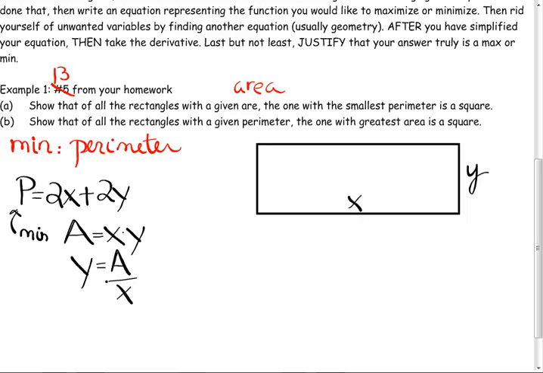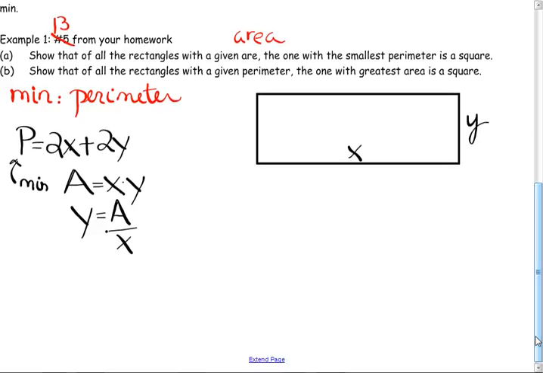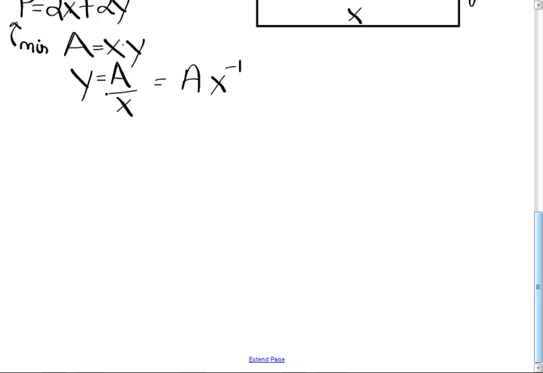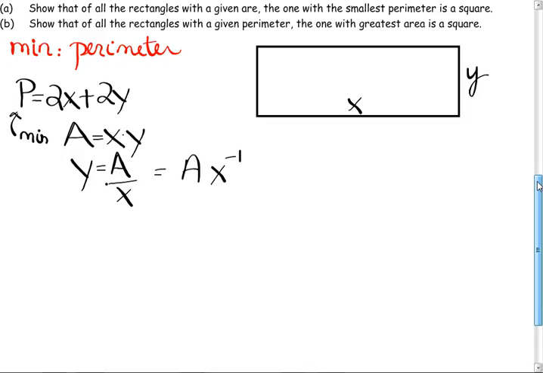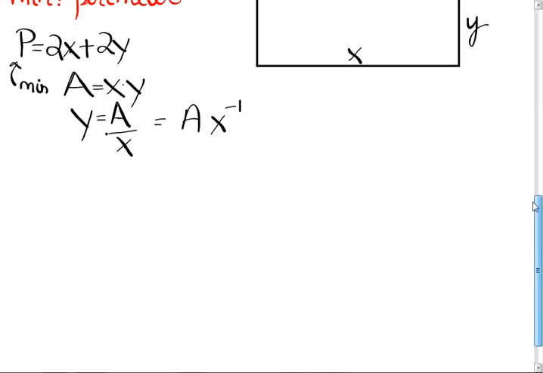Or, because I'm going to have to do some derivatives, I can rewrite it as A times X to the negative 1. Now, if you have a problem with the letter A there, it's a number, it's a constant, but make it 1. But if you're going to go into engineering, you're going to have lots of letters that are constants. So now might be the time to try to get used to it.